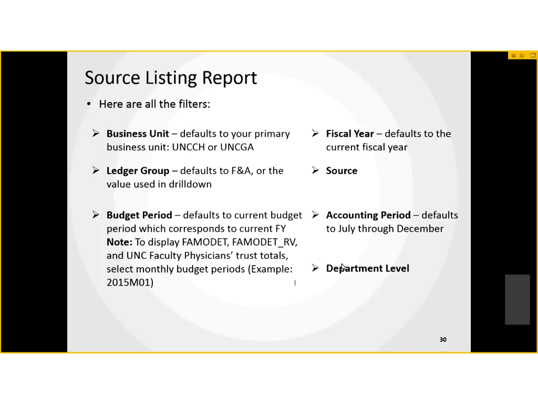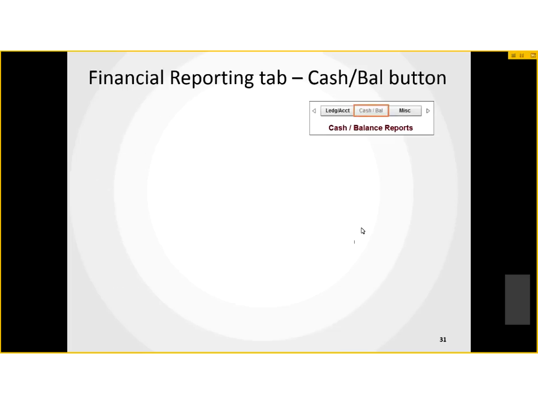Your fiscal year will default to the current fiscal year. Your accounting period defaults through December. So it's got July through December. So if you want to get year to date, you're going to have to go in and click the rest of the accounting periods. Okay, just want to make a note about those defaults. So let's look at the cash balance area.